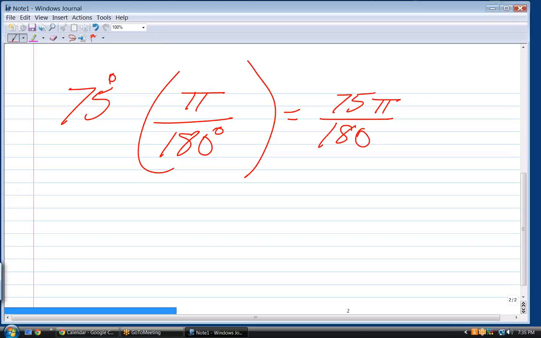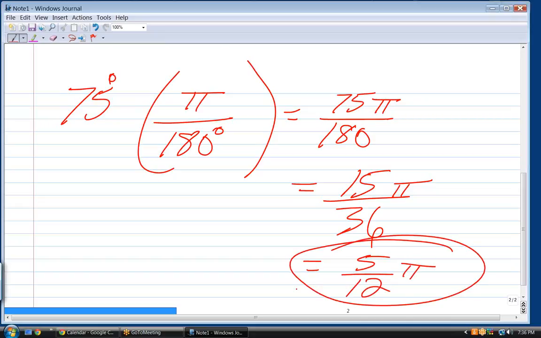Now, simplifying those is not that easy. How would you simplify that? Divide by 5. Okay, that's a start. So that's 15 over 36. Can I simplify that? Divide by 3. Okay, what's that? 5 over 12. And that's as simplified as you can do it, because 5 is prime, and 12 is not a multiple of 5.